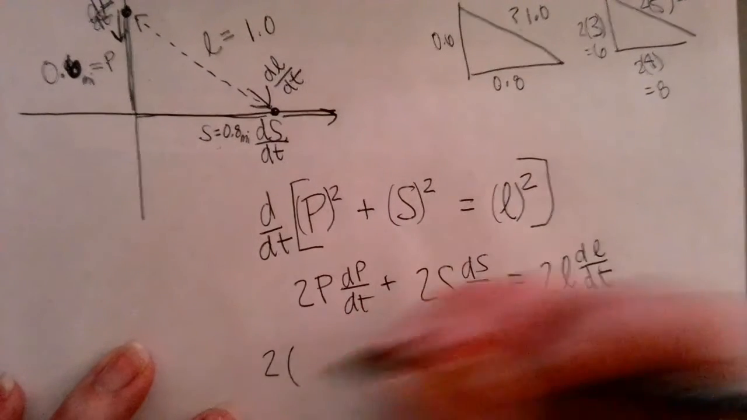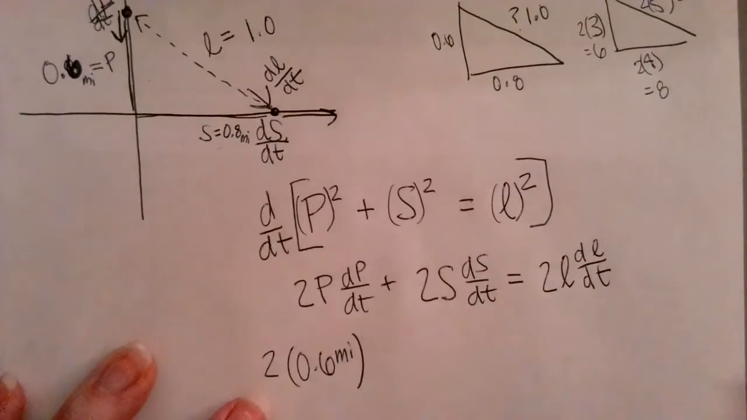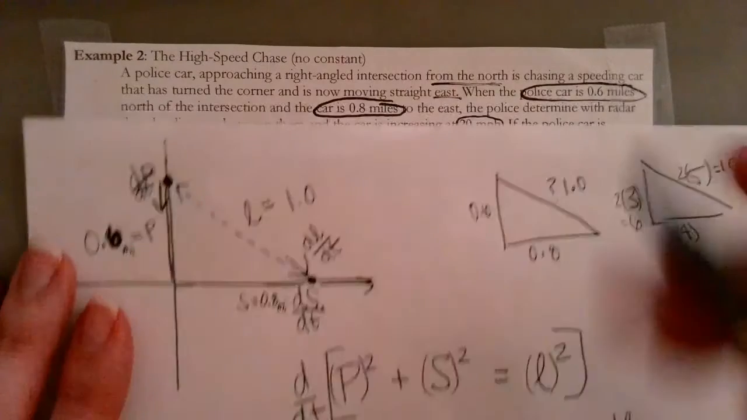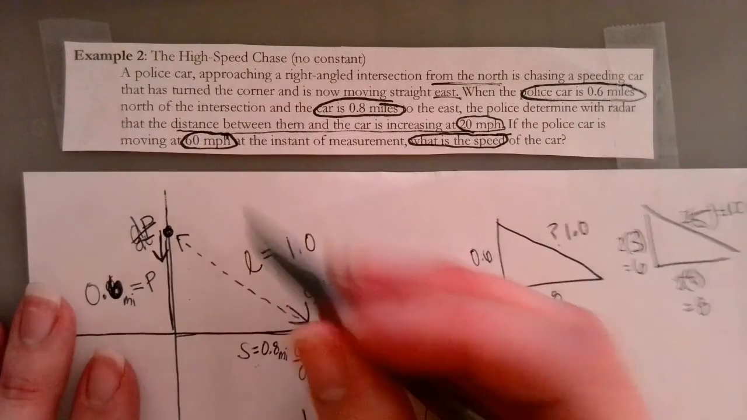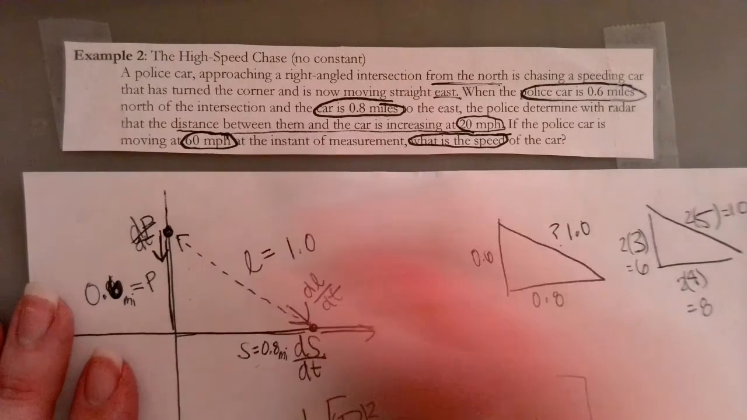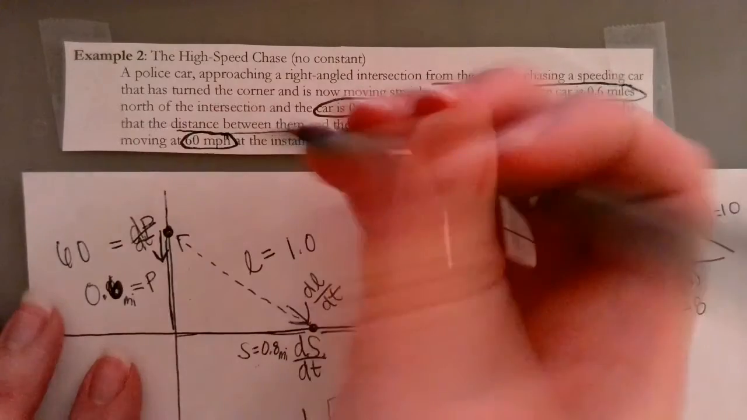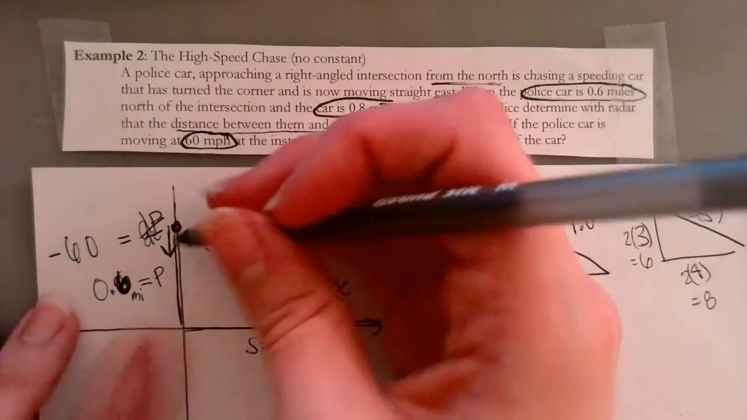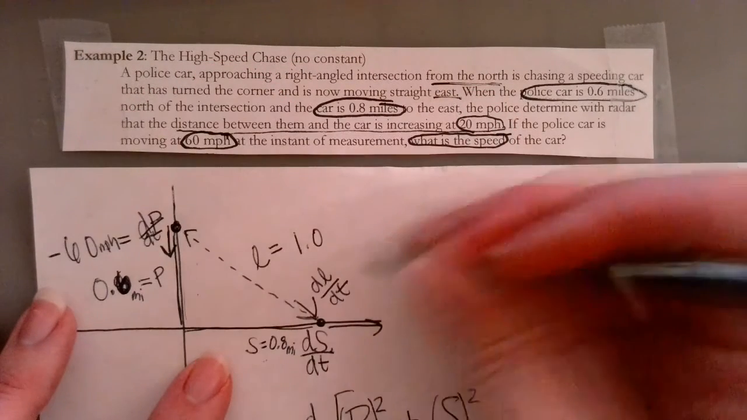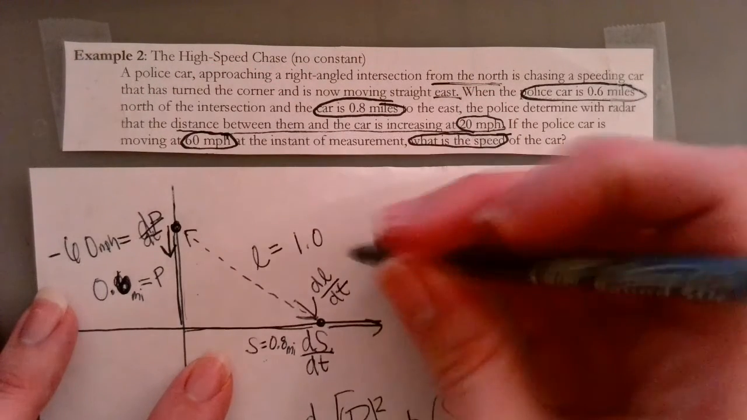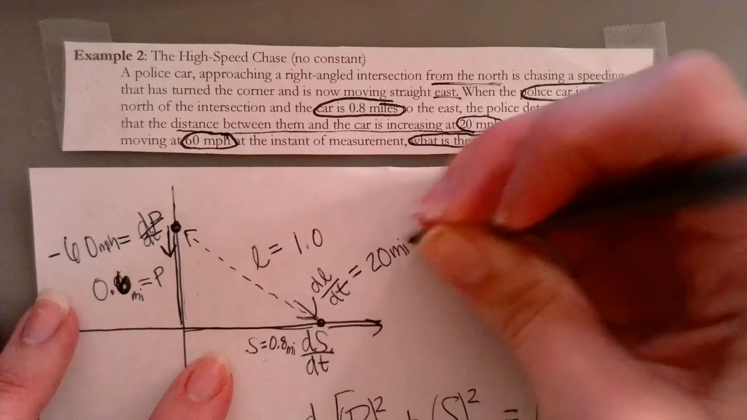So I'm going to have 2 times p is 0.6 miles, dp dt, which is this 60 miles per hour. So miles per hour tells me it is a rate. That's the rate the police car is moving. So dp dt is going to be the 60, but it is going to be negative because this distance is shrinking. Similarly, dl dt is this 20. That's the distance between the police car and the speeding car. That is a positive 20 miles per hour.